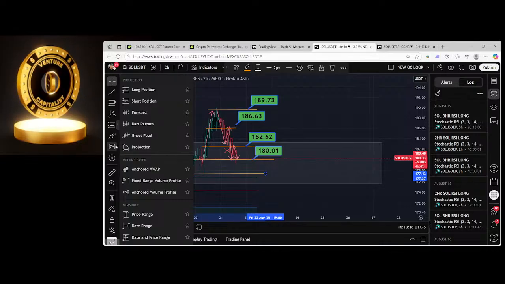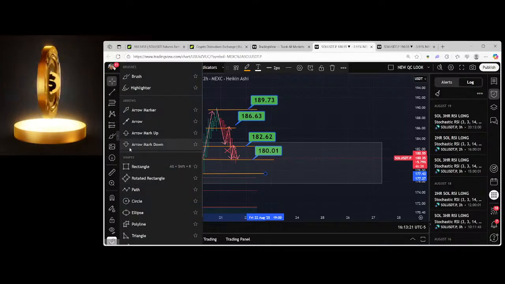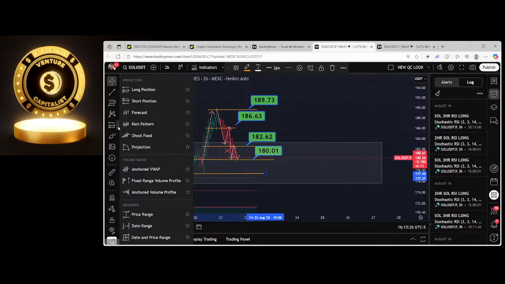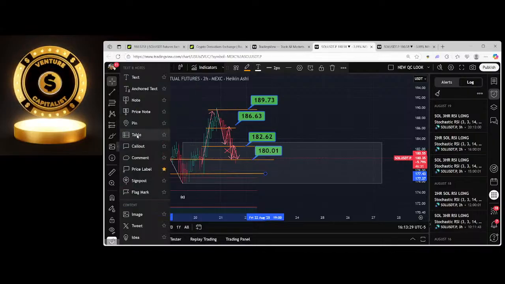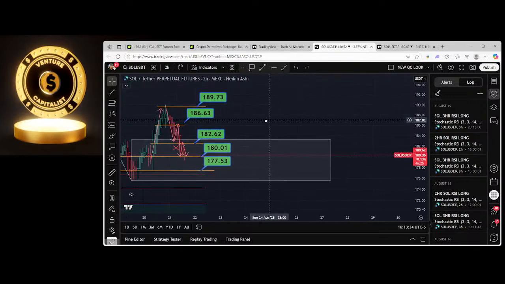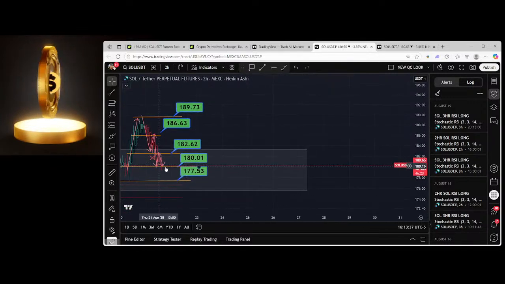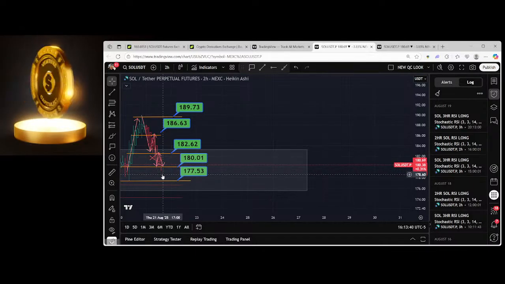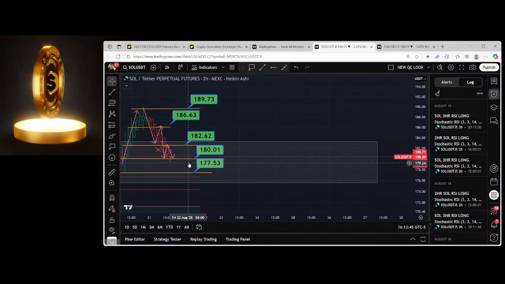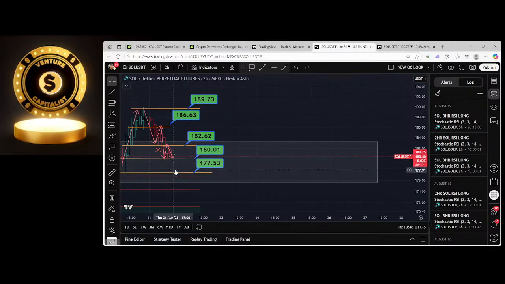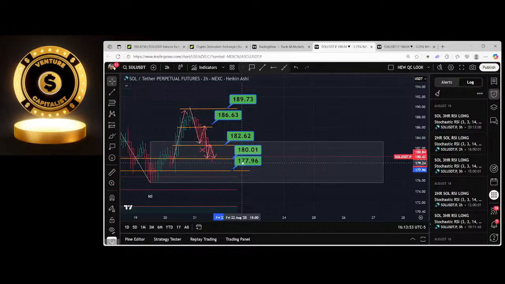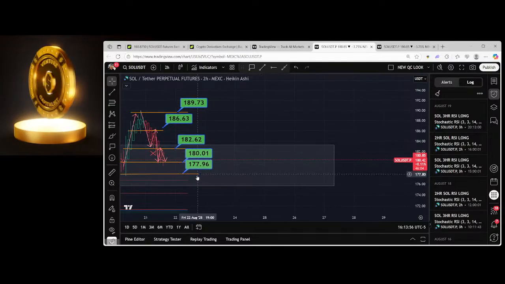Now this is kind of like what we teach in boot camp. This will help you understand the full pullback. So if this area doesn't hold, which it's possible to break down in the next couple hours, the next area is going to be in this section here, right? I'm looking at about a 177.96.